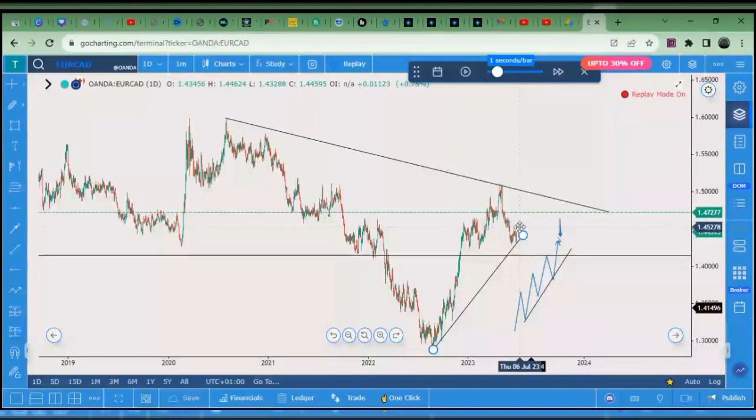Where was I? Oh, Lord help me. Okay, I think I was explaining something about this move.